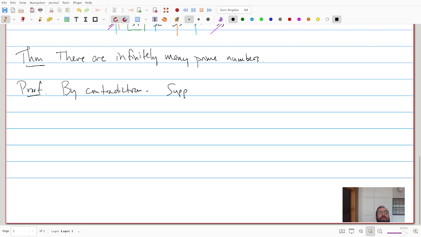Suppose, we're going to suppose the opposite of what we're trying to prove. Suppose there are only finitely many primes. We're going to give them some names. We'll call them P1, P2, P3, ..., Pn. Okay, so there are exactly n prime numbers, and we're going to call them P1 through Pn. Here's what we're going to do. We're going to cleverly use them to build a new number and show that leads to a contradiction.